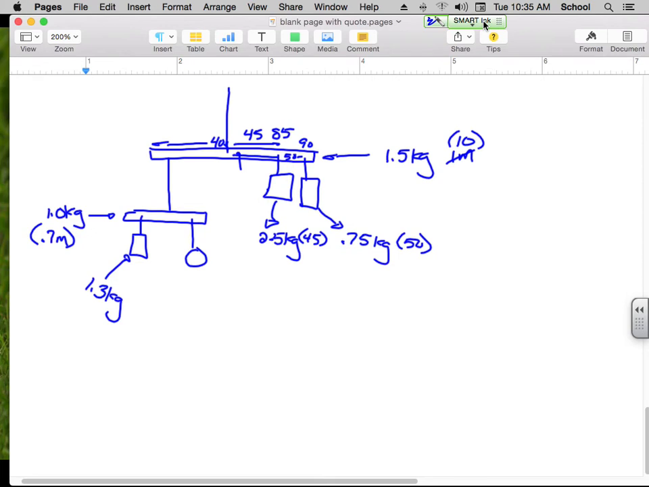So on this, this weight is going to be trying to torque clockwise, and this one is going to be clockwise. Right?